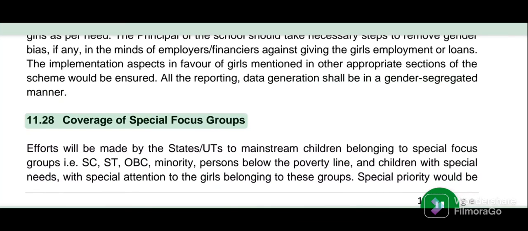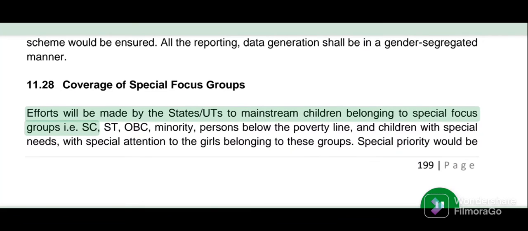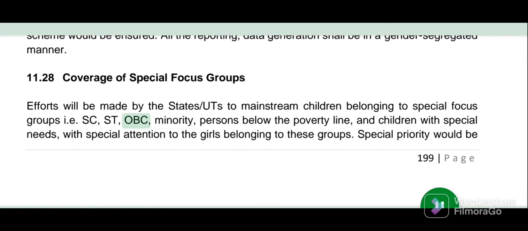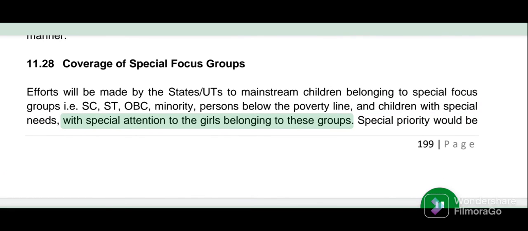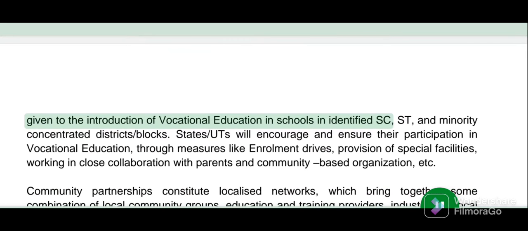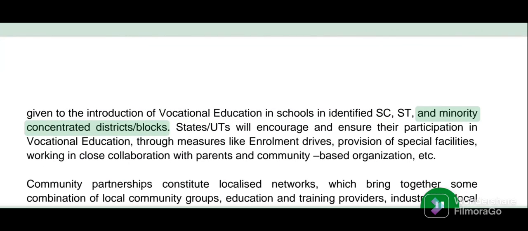11.28 Coverage of special focus groups. Efforts will be made by the states and UTs to mainstream children belonging to special focus groups, i.e. SC, ST, OBC, minority, persons below the poverty line, and children with special needs, with special attention to the girls belonging to these groups. Special priority would be given to the introduction of vocational education in schools in identified SC, ST, and minority concentrated districts and blocks.